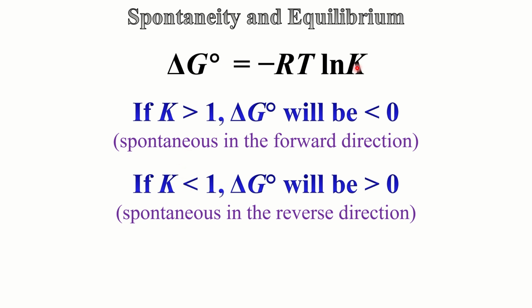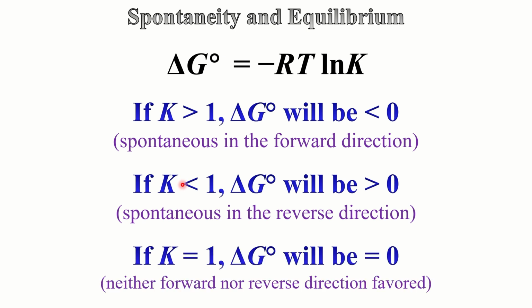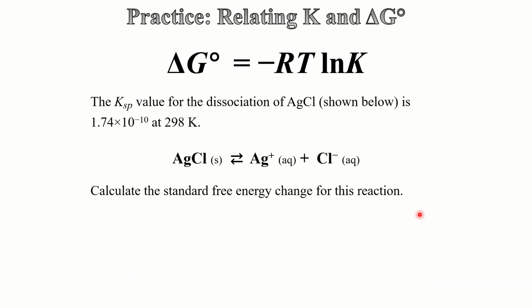What about if K is less than 1? Well, if you plug in any value less than 1 into a natural log, the output you're going to get is going to be negative. And so we have the negative from the natural log multiplied by this negative. Those two negatives cancel out, giving us an overall positive value. So delta G naught will be positive. It will be greater than 0, meaning the reaction is spontaneous in the reverse direction. And that again lines up with what we know about K. Finally, if K is equal to 1, what happens? If you plug in a value of exactly 1 here, the natural log is 0, which makes this entire thing 0. So delta G naught will be 0, and that tells us that neither the forward nor the reverse direction is favored.